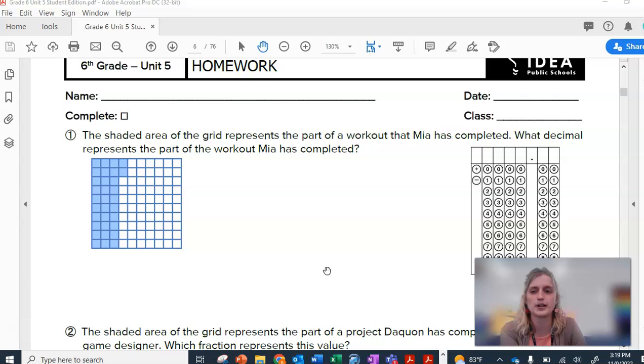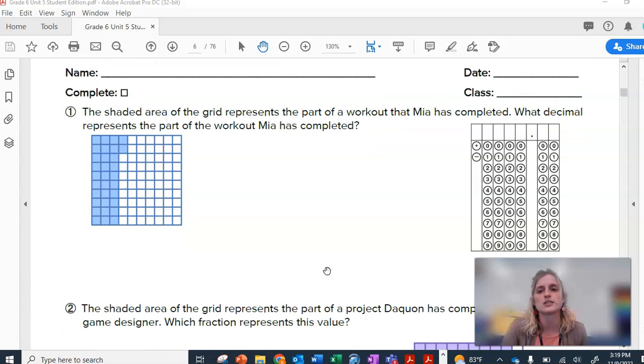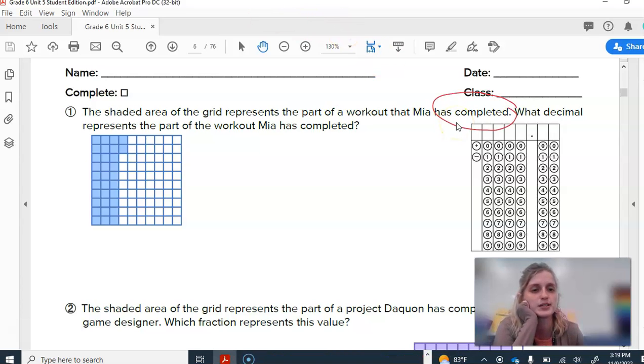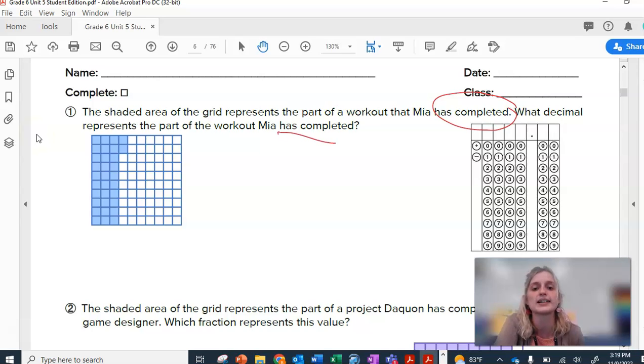Okay, so the first problem says the shaded area of the grid represents the part of a workout that Mia has completed. You want to watch out for these words because sometimes I'm going to ask you about what's completed and sometimes I'm going to ask you about what's not completed. So what decimal represents the part of the workout she has completed? Double checking. Okay, yeah, the shaded part is what she has completed.